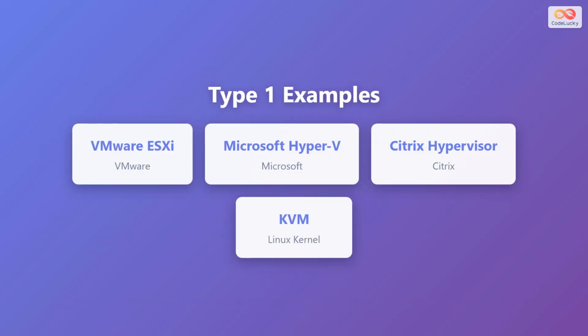Let's look at some popular Type 1 hypervisors you'll encounter in the industry. VMware ESXi from VMware is one of the most widely used enterprise hypervisors. Microsoft Hyper-V is Microsoft's bare metal solution, commonly deployed in Windows-based environments. Citrix Hypervisor, formerly known as Xen Server, is another enterprise option. Finally, KVM, which stands for Kernel-Based Virtual Machine, is an open-source hypervisor built into the Linux kernel and widely used in cloud platforms.